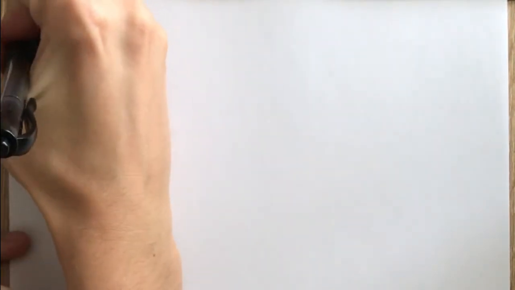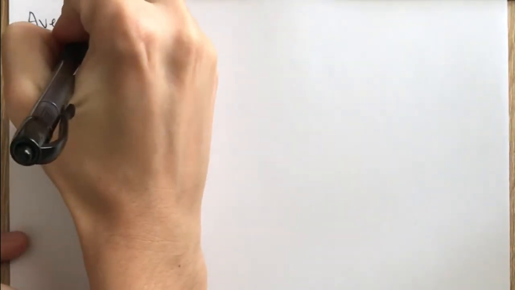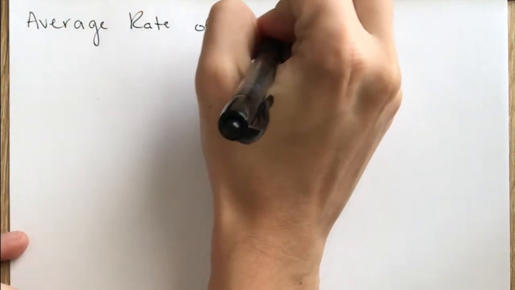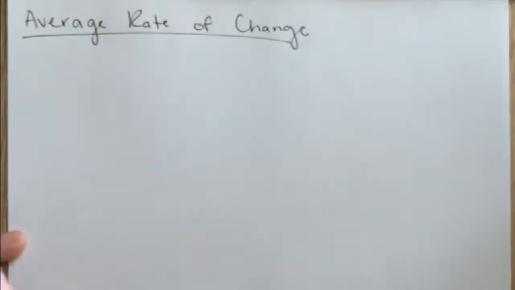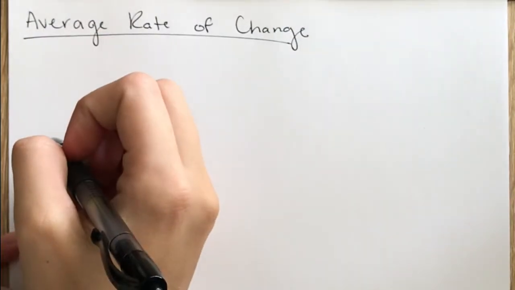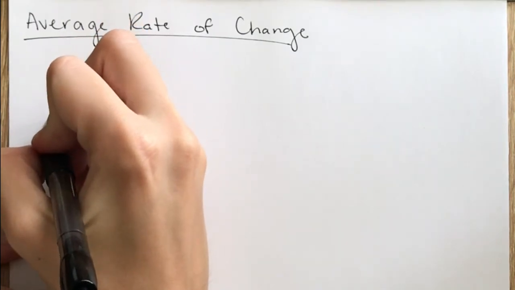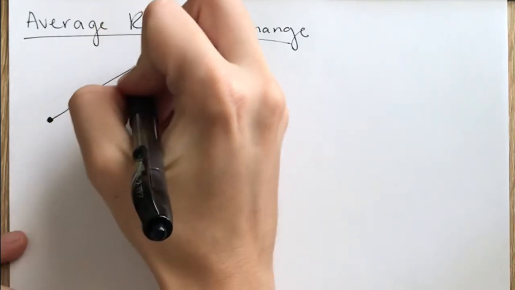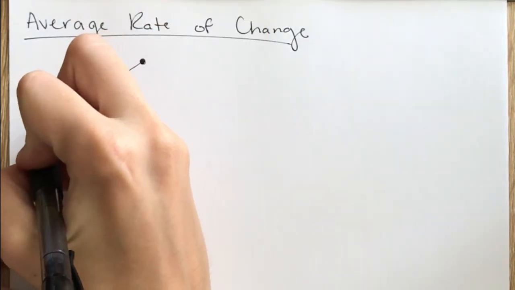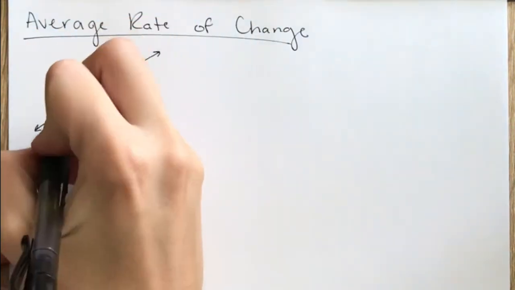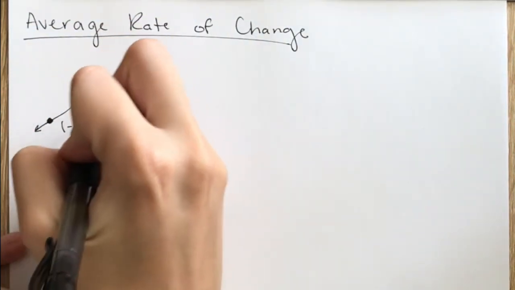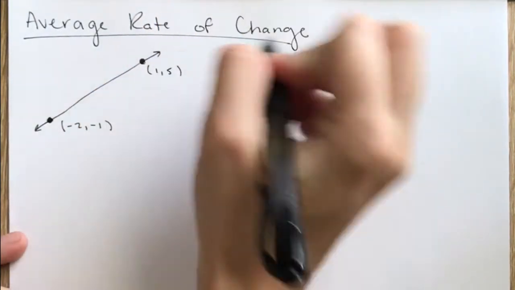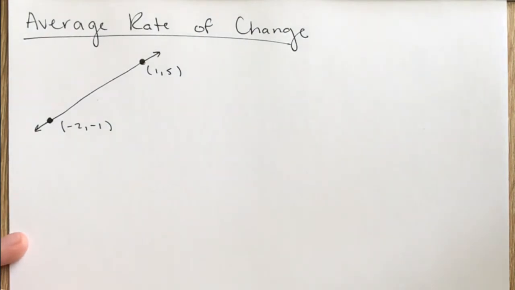Guys, today we're talking about average rate of change. Before we get into it, let's do a quick review of slope. So if I gave y'all the line passing through (-2, -1) and (1, 5), what is the slope of this line?